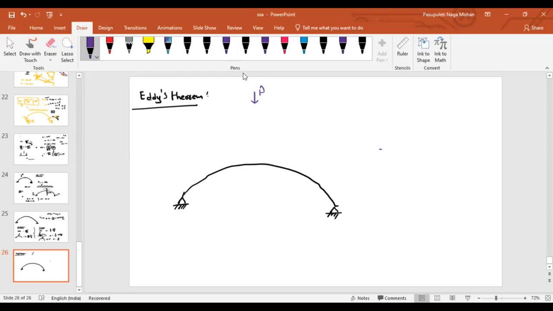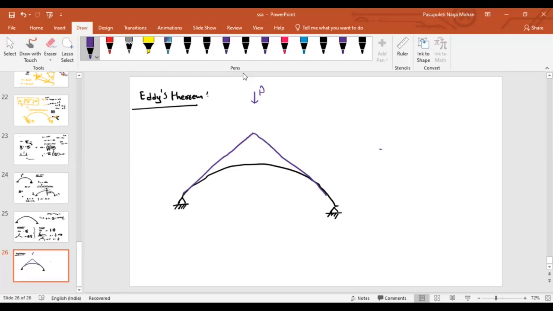Linear arch, we have discussed, right? Where the bending moment is equal to 0. If there is a central load acting on the arch, what can be the shape of the linear arch? The shape of the bending moment diagram. What is the shape of the bending moment diagram? If it is a point load, it is triangular, yeah, triangle, right?